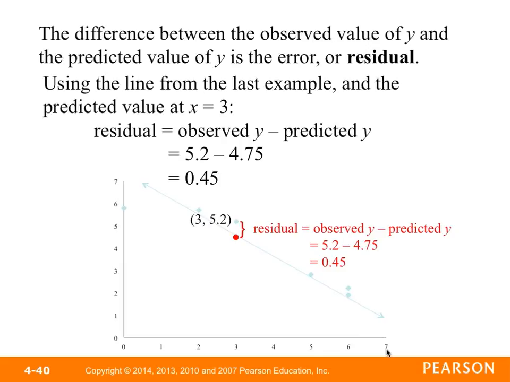So the difference between the observed value of y and the predicted value of y is called the error or the residual. So using the line from the last example and the predicted value of x equals 3, we say that the residual is our observed y, which was 5.2, minus our predicted y, which we calculated to be 4.75. So we got 0.45 for that residual. You'll see here it is on the graph as well.